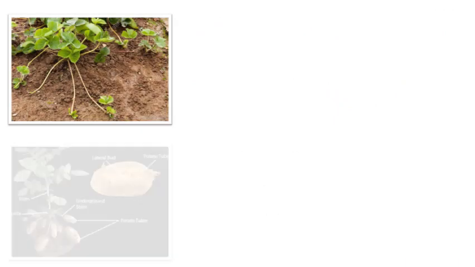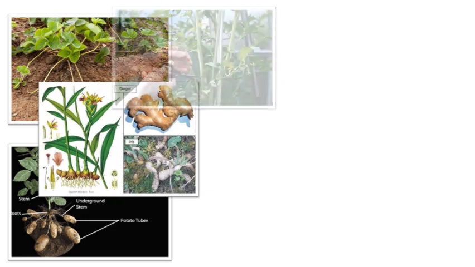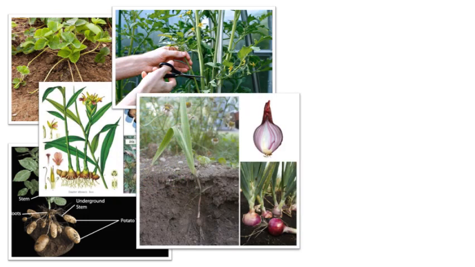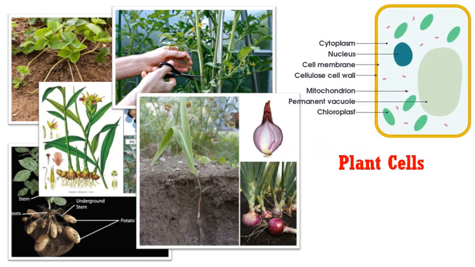So runners, tubers, rhizomes, cuttings, and even bulbs, they are all types of plants and they are made up of plant cells. All plants are made up of plant cells. Look at the plant cell. As you remember from the first lesson, a plant cell has cytoplasm, a nucleus, cell membrane, cell wall, mitochondria, vacuole, and the chloroplast. And the difference between a plant cell and animal cell is that the plant cells have cell wall and the chloroplasts, while animal cells do not have.